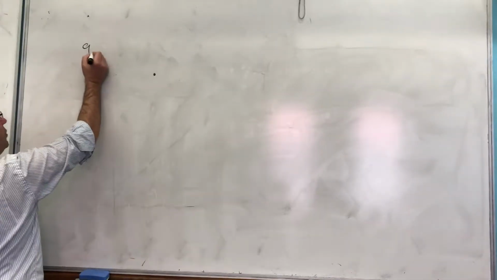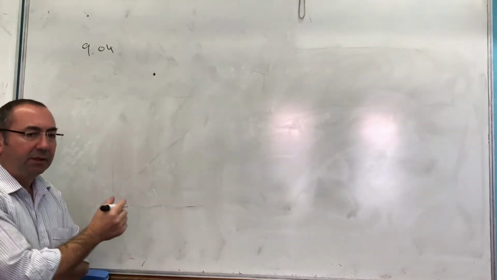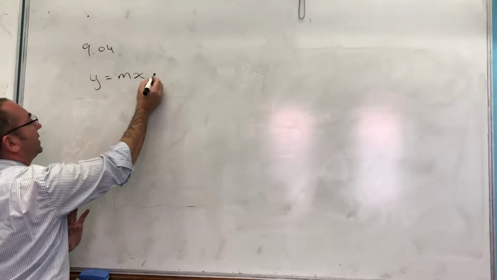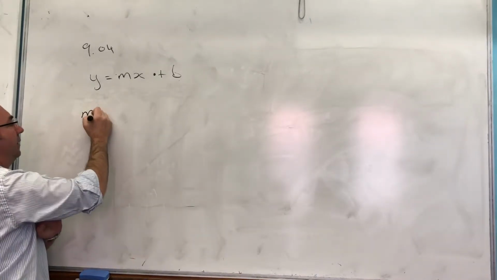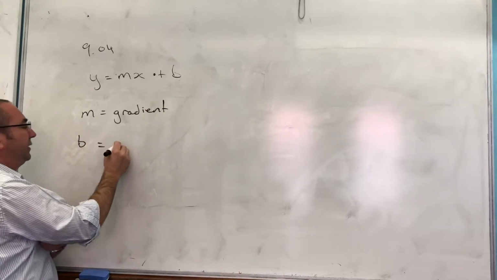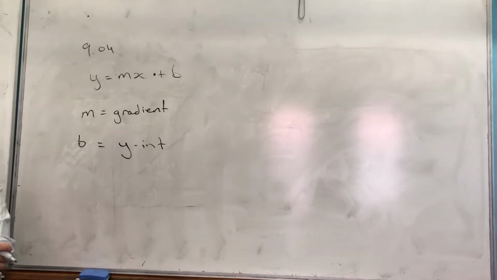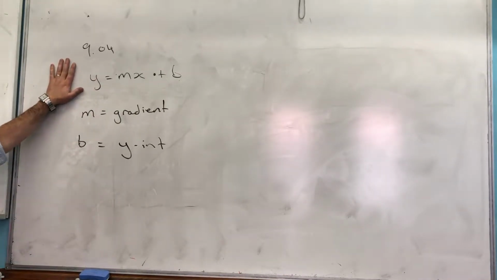So we're now into 9.04, which is the general equation of a straight line. The general equation of a straight line can be given as y equals mx plus b, where m is the gradient and b is the y-intercept. So you can see what's going to happen here is you're going to get given the information about the gradient, you're going to get given information about the y-intercept, and they're going to ask you to come up with the equation of the straight line.